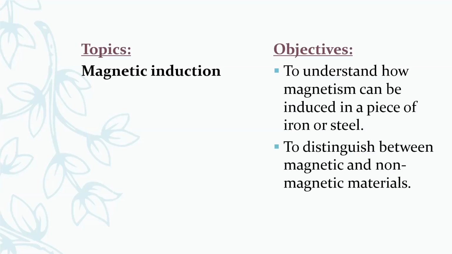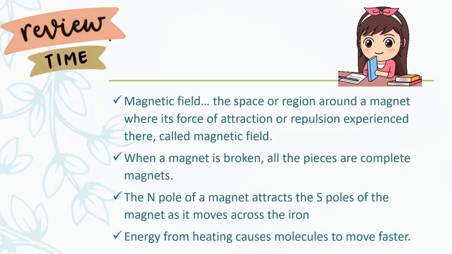Before starting today's lecture, let's preview your previous lecture. Previously, we were talking about the magnetic field. What is the magnetic field? The space or region around a magnet where its force of attraction or repulsion is experienced is called a magnetic field. And then we were talking about when the magnet is broken, all of its pieces become complete magnets. None of the pieces is separated into north and south pieces, but each and every particle of the broken magnet becomes a bar magnet.